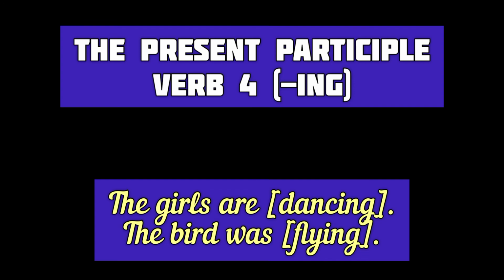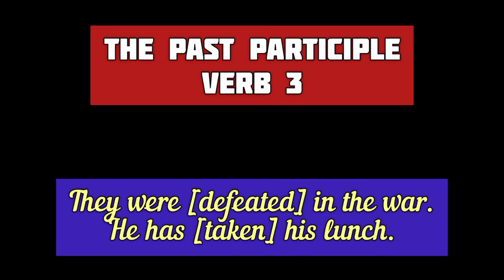In this sentence, verb be are is a finite verb, but dancing, which is the fourth form of the verb dance, is a non-finite verb. Because if you change the number of the subject girls to singular girl, the verb be are will become is, but the present participle dancing will remain the same. So it's a non-finite verb. Similarly, in the sentence, the bird was flying, verb be was is a finite verb, but the present participle flying is a non-finite verb. The past participle is the third form of the verb.